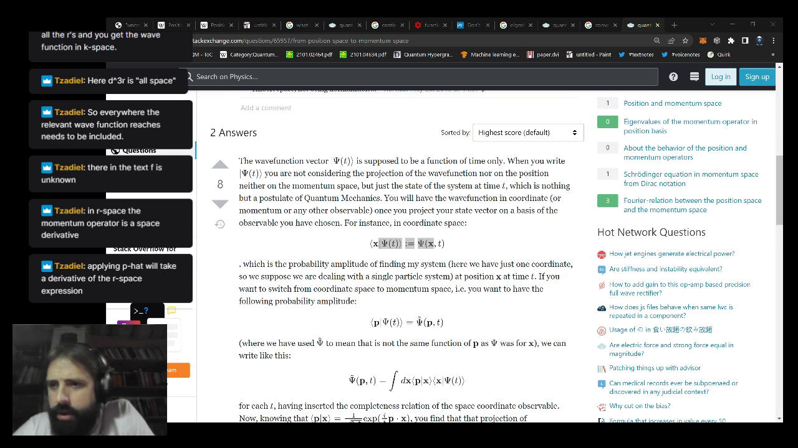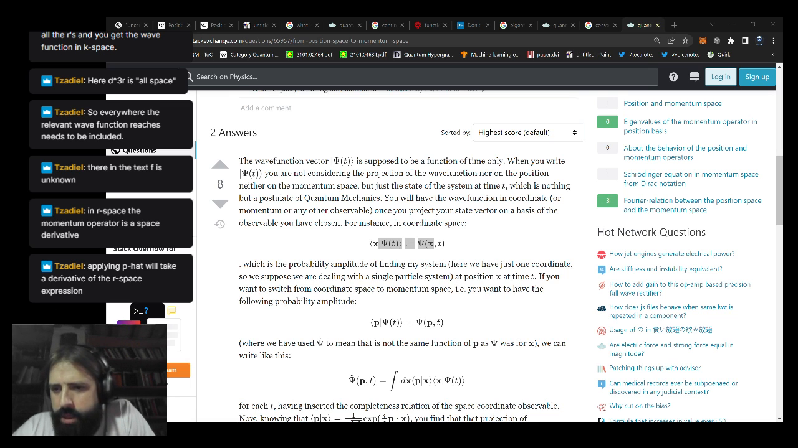You integrate out all the R's and you get the wave function in K space. Yeah, that's kind of what I think. So d3 is all space, so everywhere the relevant wave function reaches needs to be included. There's a space derivative. Yeah, of course it is. I mean, this seems intuitive, that it's a derivative.